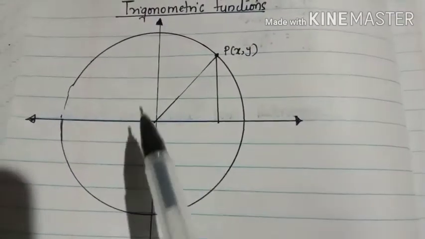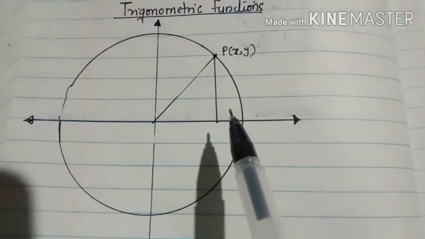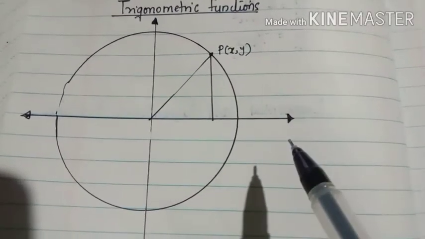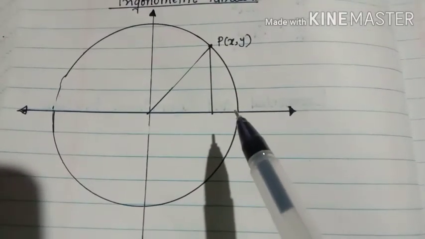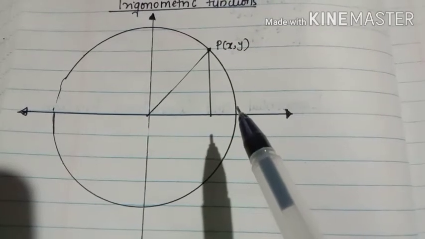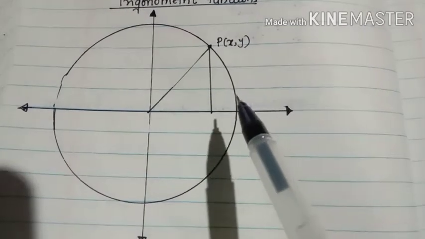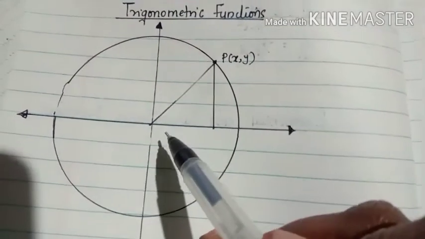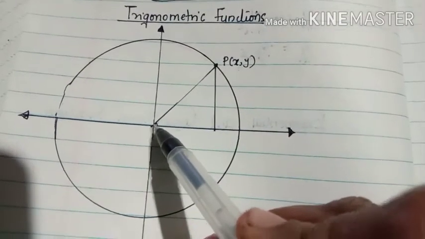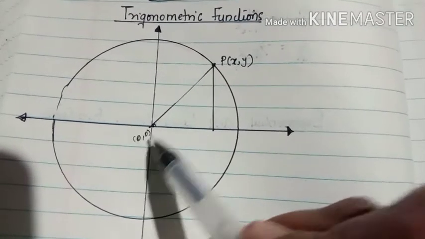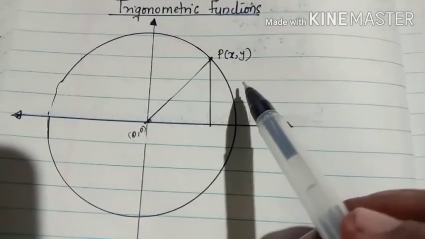Listen, this is a unit circle. Unit circle means a circle of radius 1 unit. So this is a unit circle with its center at the origin, at this origin 0, 0.